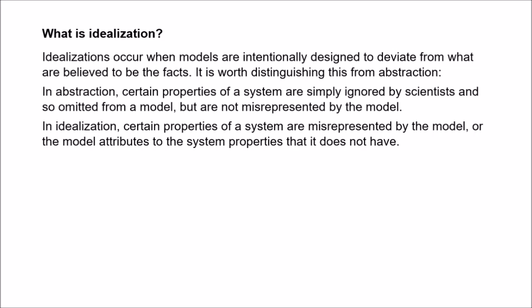Or we might model the Earth-Moon system using Newtonian mechanics. This is false because we know there are relativistic effects. This is a case of idealization. We are knowingly describing the world in a way that is false. So I guess it's maybe worth seeing how this plays out in a more specific example.